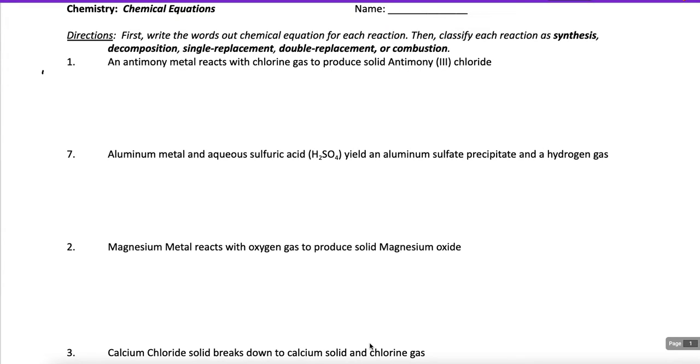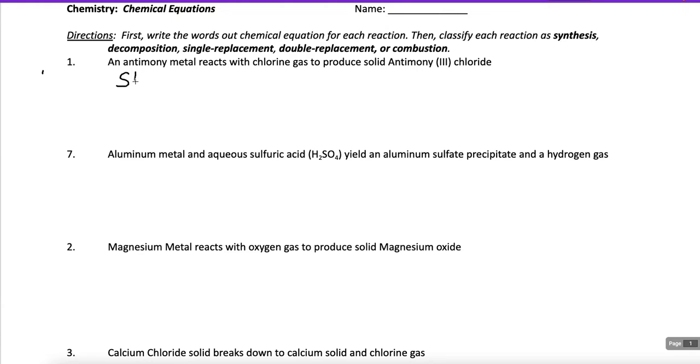Okay, this video is for page 121 in your binder for Chem 1. This is turning word equations into balanced chemical equations. So the first thing that we're going to do is look up on the TAN chart or the periodic table what antimony is. We're going to turn this into a balanced equation.